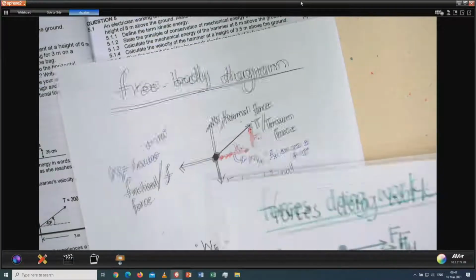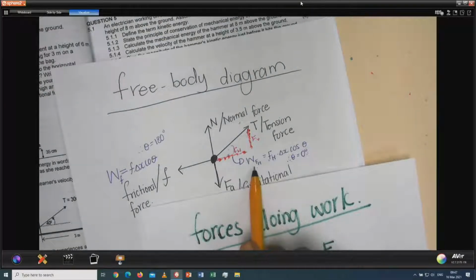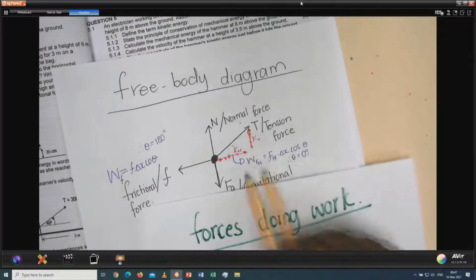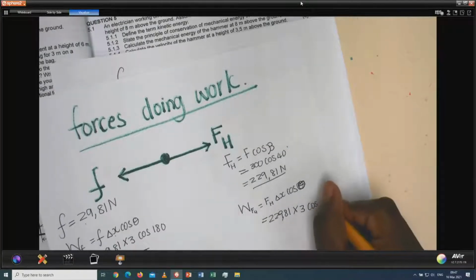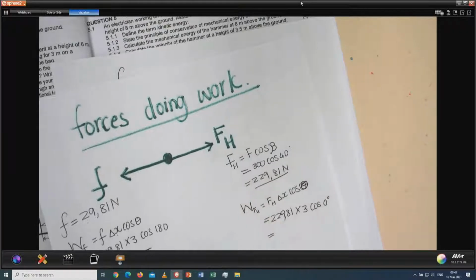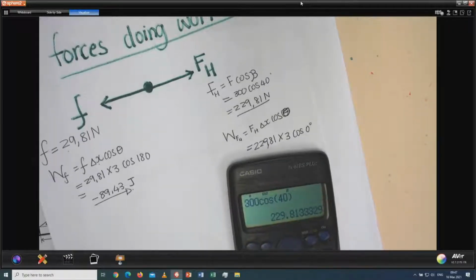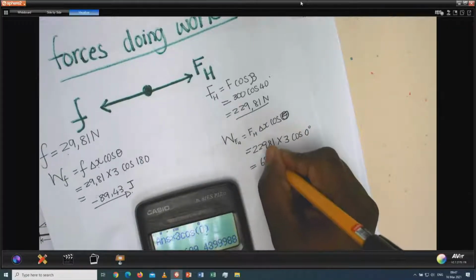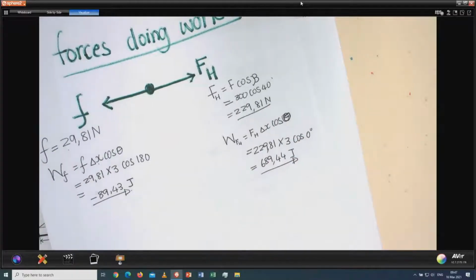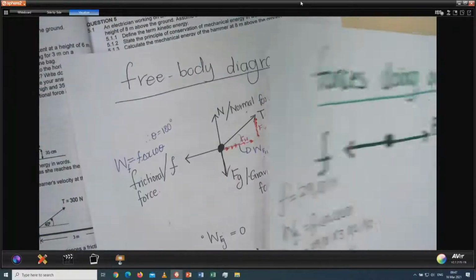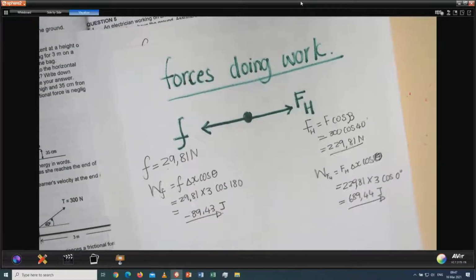Now again, this horizontal component is parallel to the motion, therefore our angle theta is 0 degrees. So you put 0 there. You already have the answer here in the calculator, so your answer multiplied by 3 cos 0 gives us 689,44 joules. Now, this is the information that you have, and the question is for 4 marks.